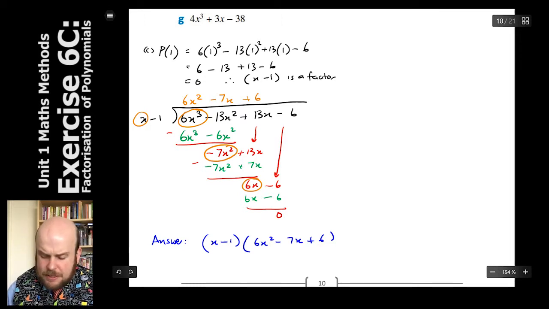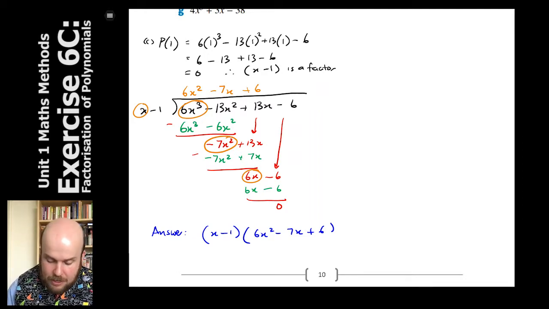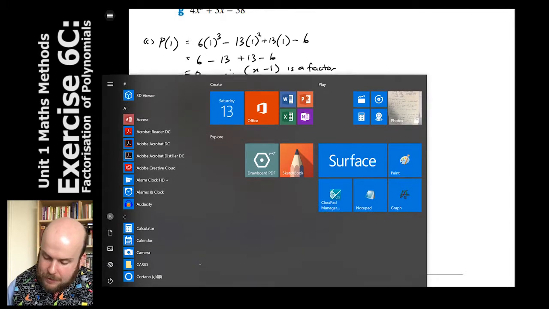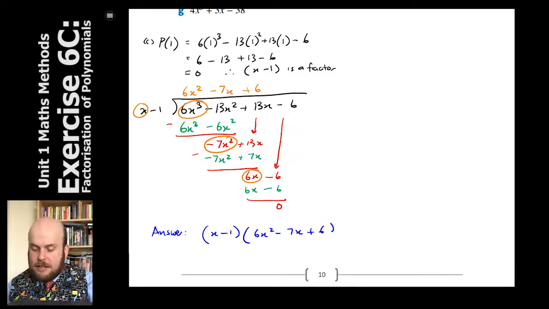Now, can you factorize this? I'm afraid you can't. You can try all you like, but that is definitely going to be above the x-axis, so there's nothing that you can do to factorize that. However, don't believe me, so let's go and triple check with the CAS calculator here.